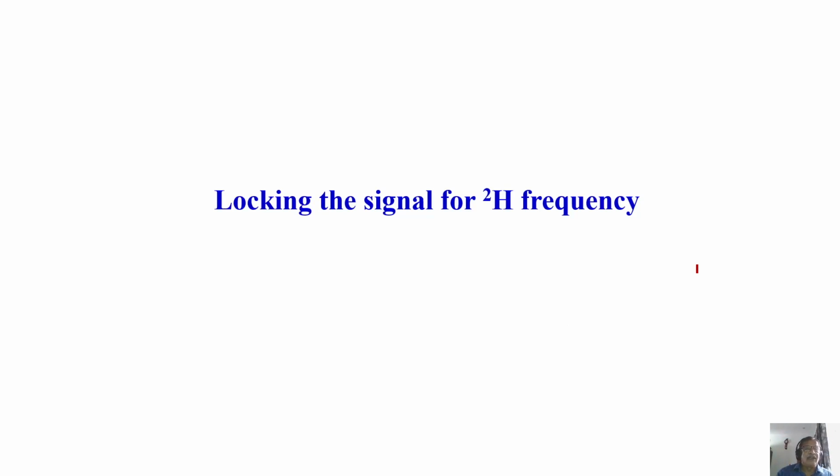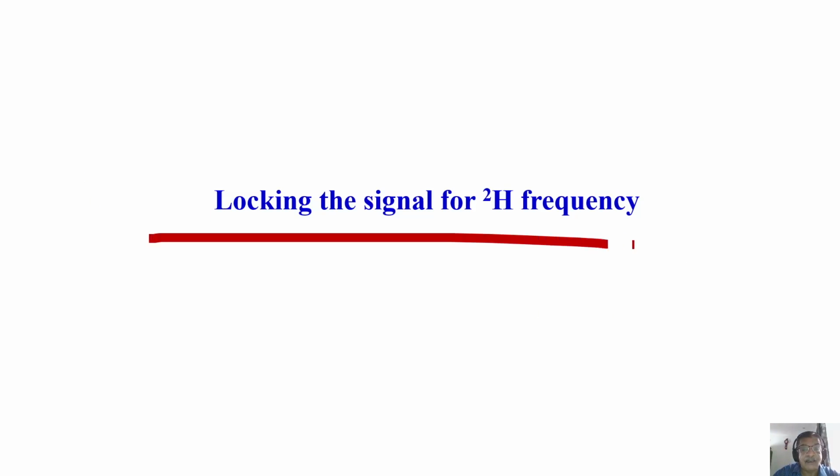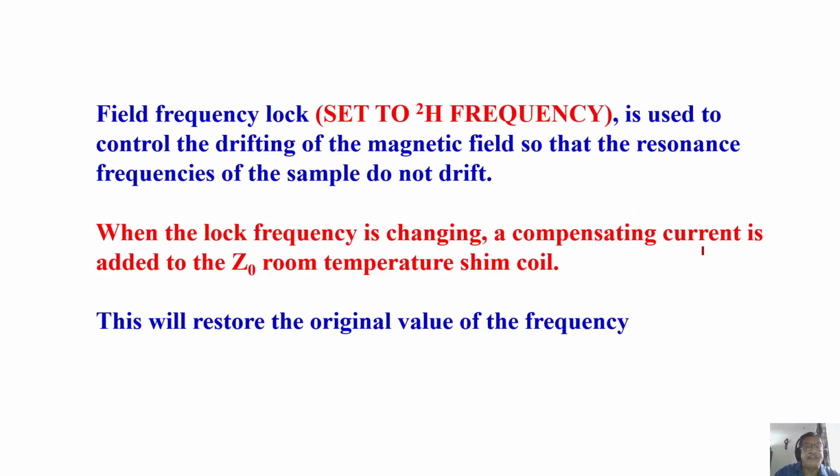Afterwards, let us say you prepare the sample in a deuterated solvent and put it in the magnetic field. What is the next job? You have to lock the signal. I told you locking of the signal is to prevent the drifting of the field. Set it to the 2H frequency of your spectrometer.